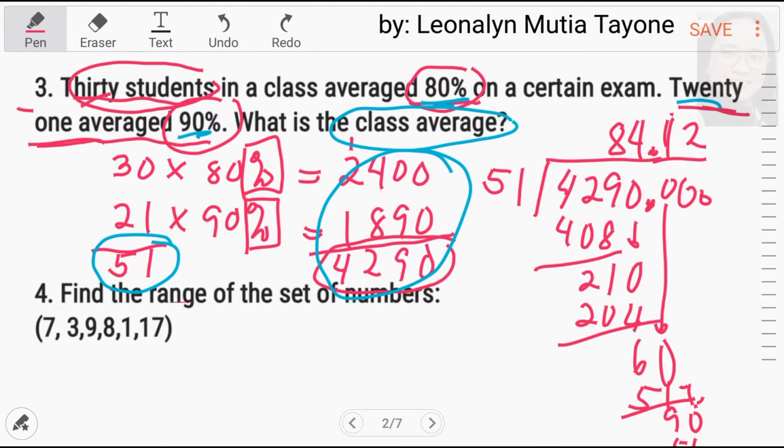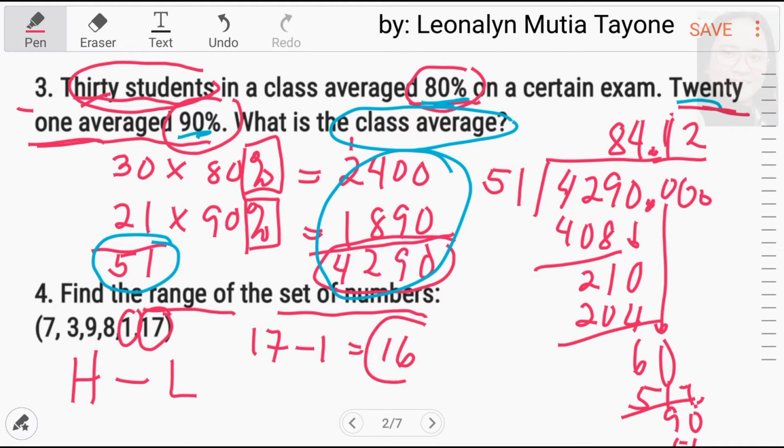Number 4, find the range of the set of numbers. When we say range, highest minus lowest. Ang highest dito ay 17. Ang pinaka-lowest dito ay 1. So, 17 minus 1 equals 16. So, ang sagot dito ay 16.